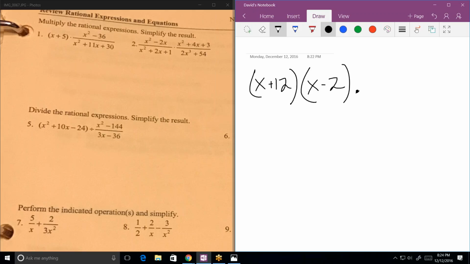Now, I'm going to multiply that by the flip of this. So the 3x minus 36 is going to be in the numerator. Factor that. Okay, so it would be 3 and then x minus 12 in parentheses, and then it'd be x minus 12 and then x plus 12 in the denominator. Good.